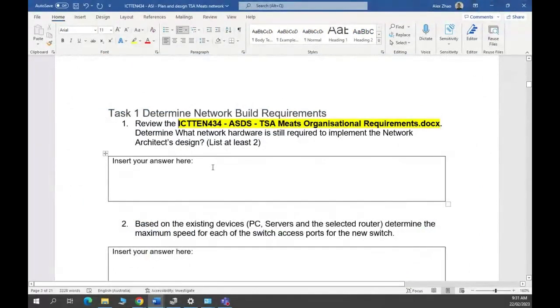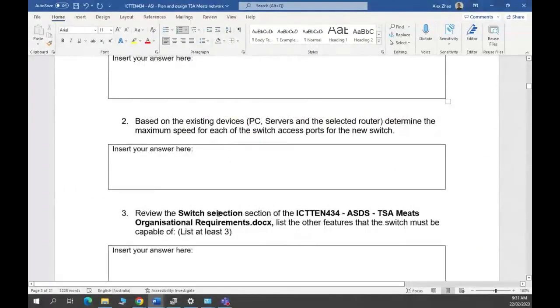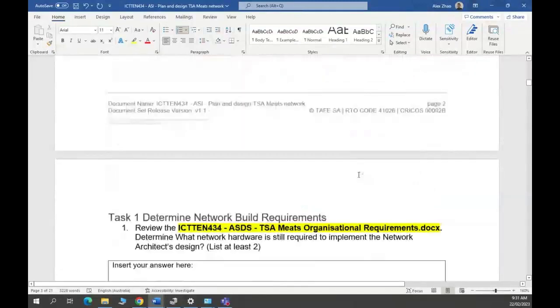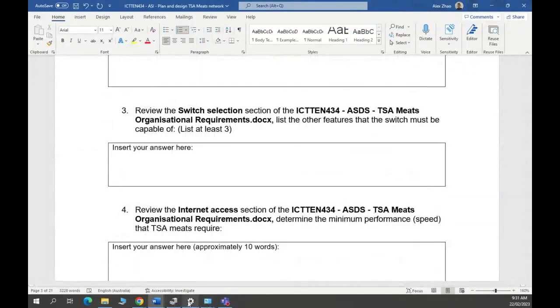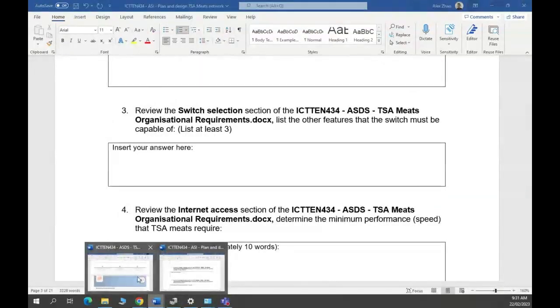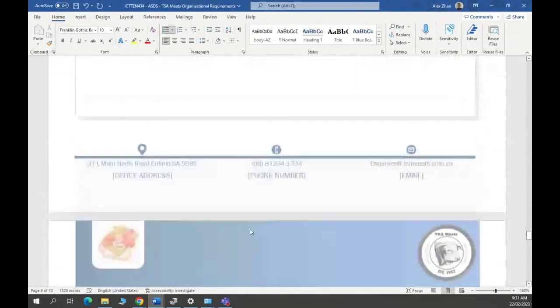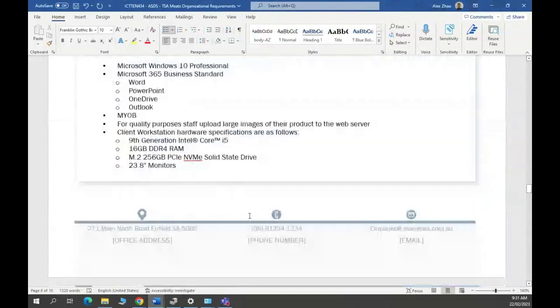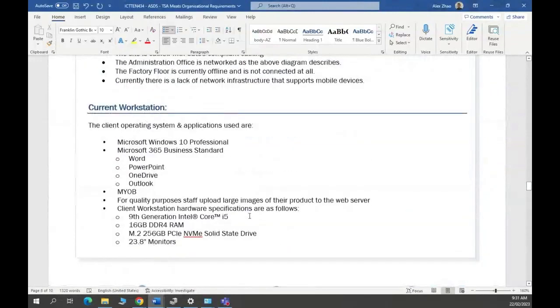So answer to this question, I think we almost worked it out just before, didn't we? Based on the existing devices, PC servers, and selected router, determine the maximum speed for each of the switch access ports. So if you remember, we had the hardware specifications of the switch and the PCs and so forth. So where is it? Current workstation.